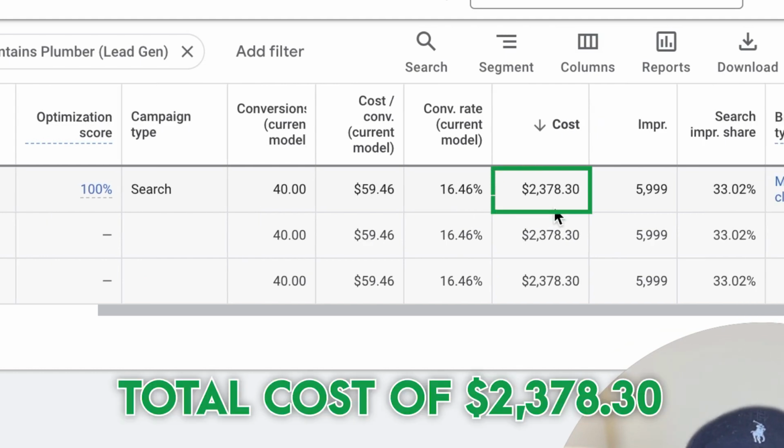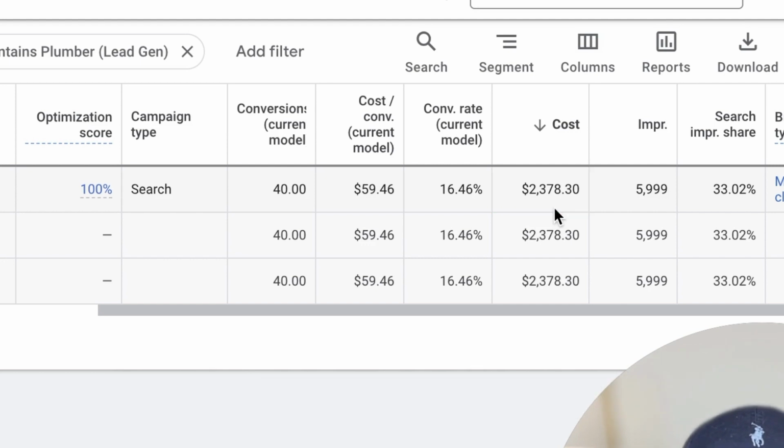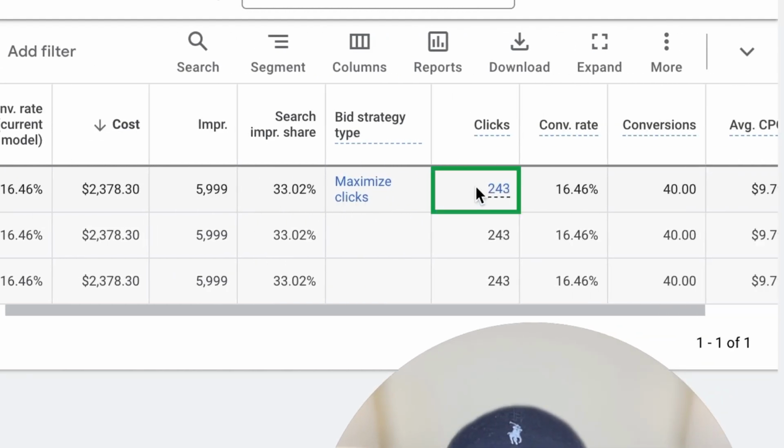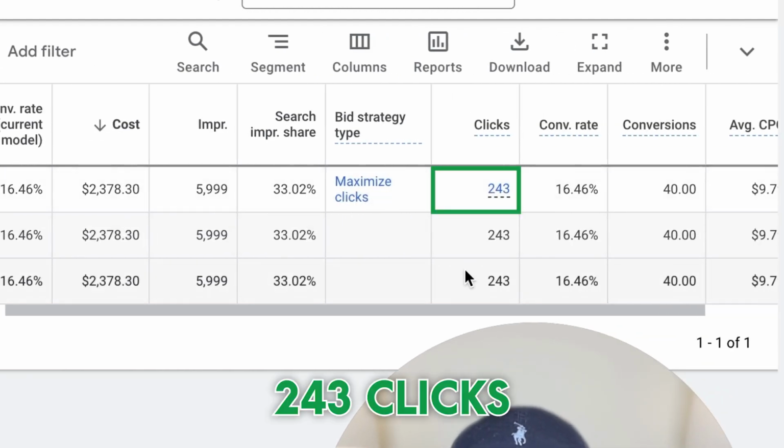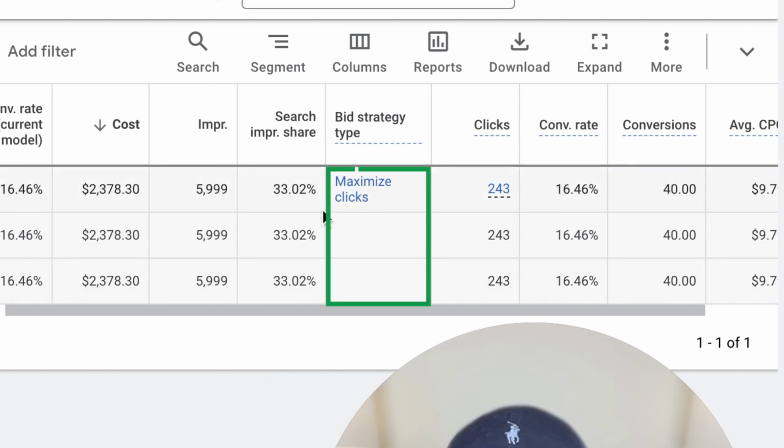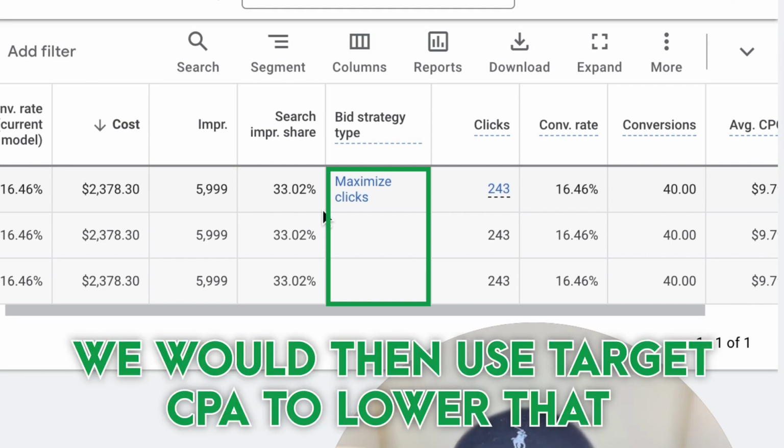We have a total cost for this 30-day period of $2,378.30. And then we have a total of 243 clicks. And then we are running a max clicks bid strategy on this campaign. Because we have it so well dialed in, we're able to do this. Sometimes campaigns' CPAs will go a little out of whack, and then we would use something like a target CPA or something like that to help lower that.